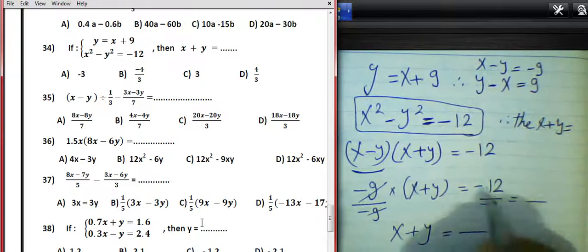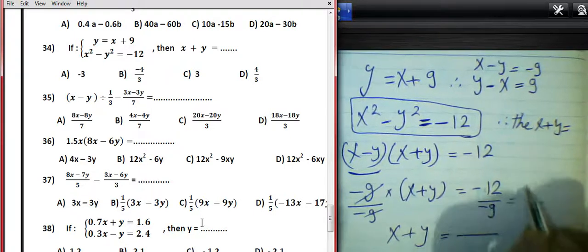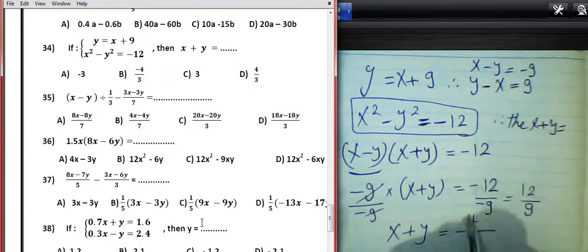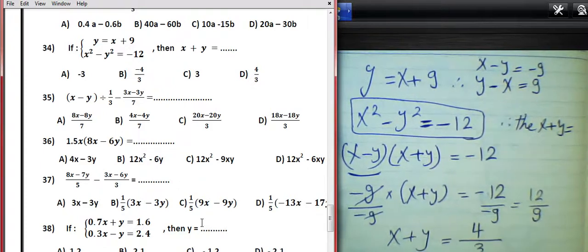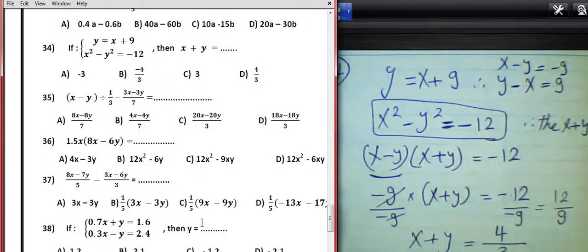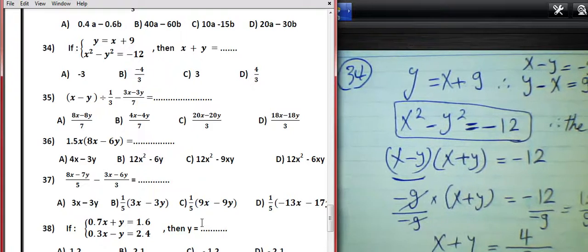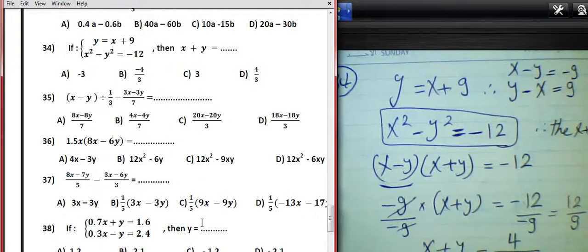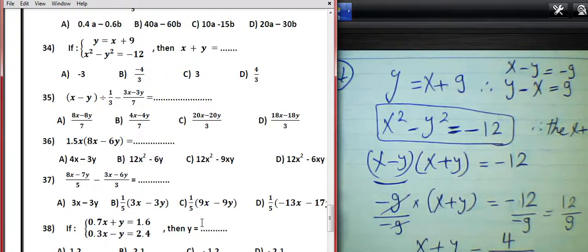We can cancel negative divided by negative equal positive. 12 divided by 9, we can divide by 3. So 12 divided by 3 equal 4, 9 divided by 3 equal 3, so the result will be 4 over 3. So the result for x plus y, question 34, will be 4 over 3. The result will be letter D. Okay, and what about question 35?